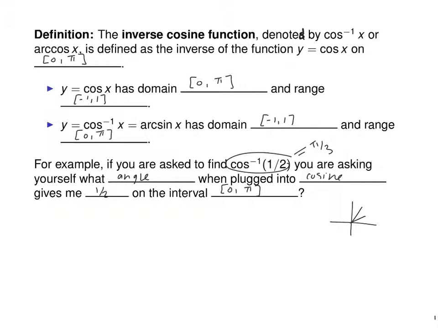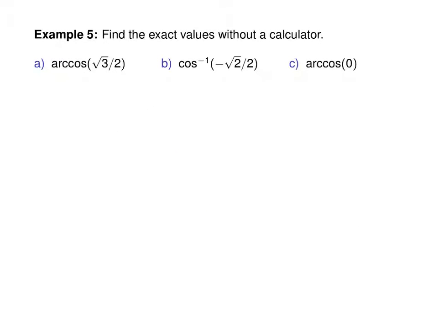Okay, so let's find some values of inverse cosine. Arc cosine of root 3 over 2, it's saying, okay, cosine of what gives me root 3 over 2, specifically on the interval from 0 to pi. So look at the top half of your unit circle, that's 0 to pi. Are you in quadrant 1 or are you in quadrant 2?